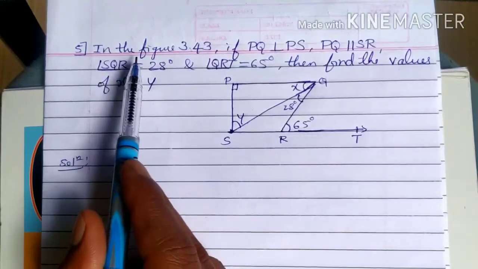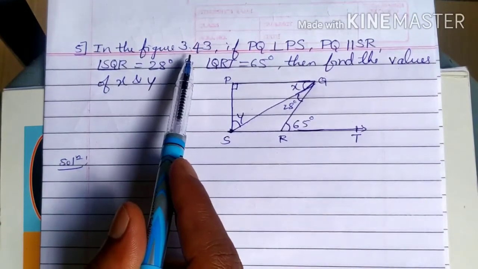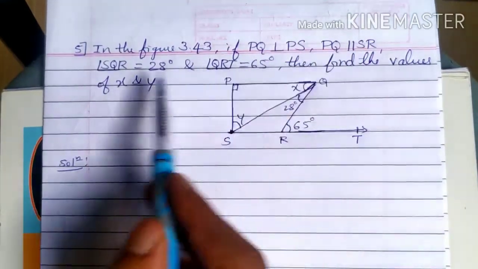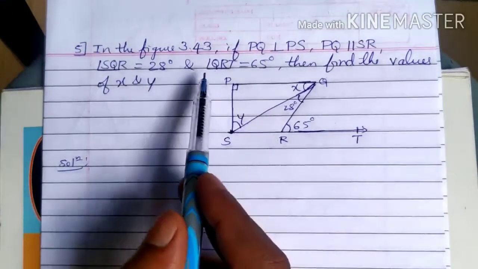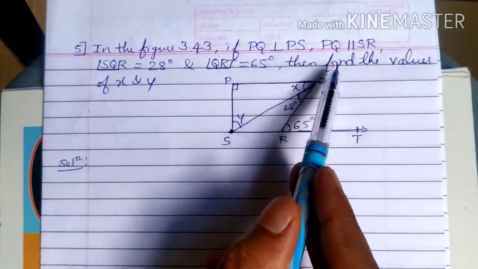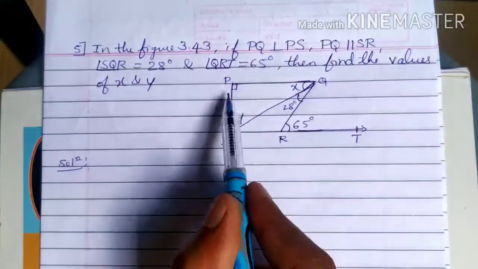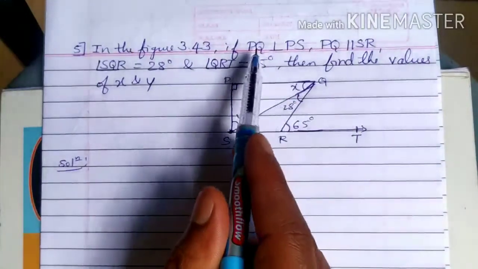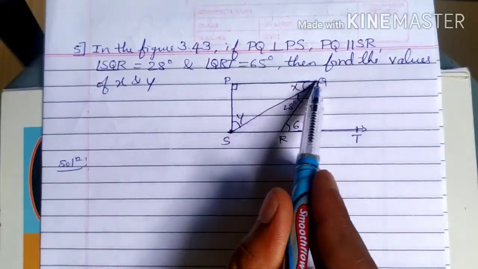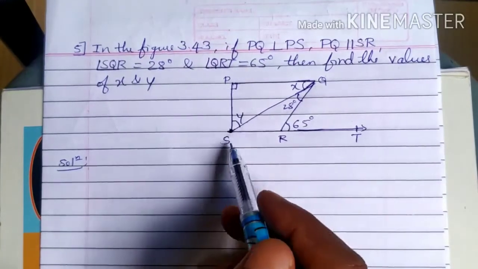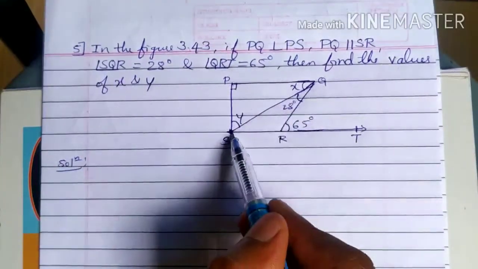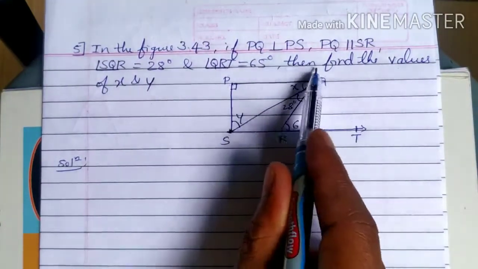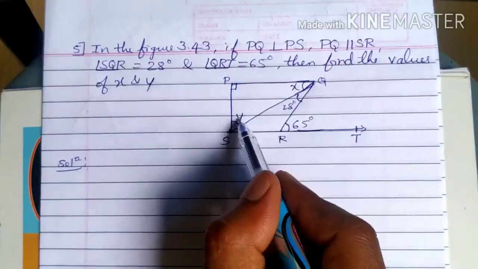Okay, next problem. In figure 3.43, if PQ is perpendicular to PS, PQ is parallel to SR, angle SQR is equal to 28 degrees and angle QRT is equal to 65 degrees, then find the values of X and Y. Given that PQ is parallel to SR, that means ST also is parallel, and PQ is perpendicular to PS, these two are perpendicular. So this angle and this angle we have to find.